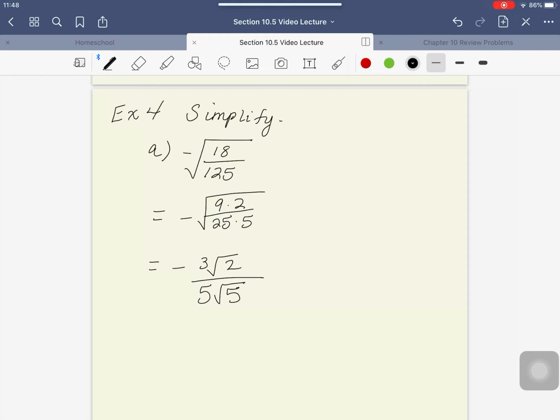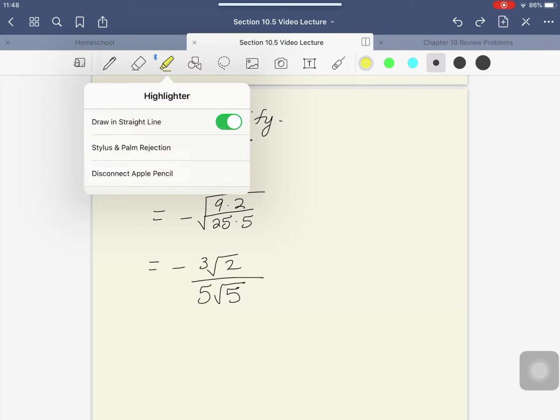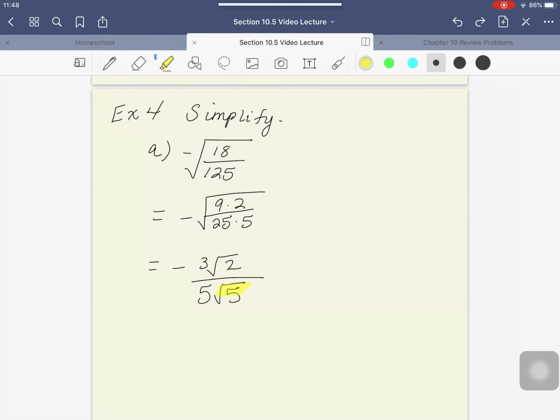All right, then I'm going to rationalize the denominator. And I'm not worried about this 5. I'm just trying to rationalize this square root of 5 only. So actually, let me just highlight here. I'm only trying to rationalize the square root of 5. So I'll multiply by the square root of 5 in order to rationalize.